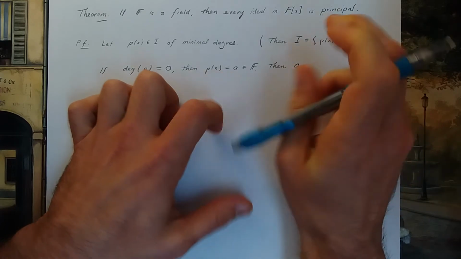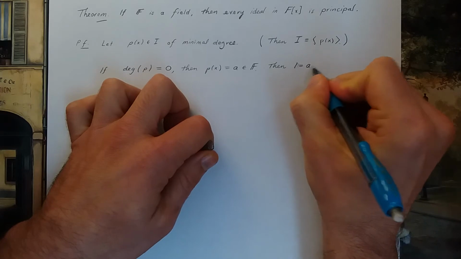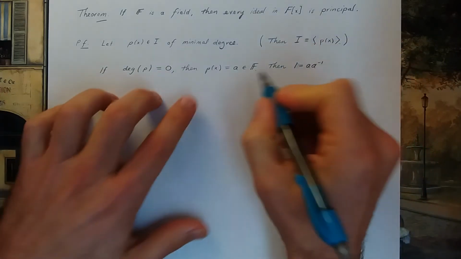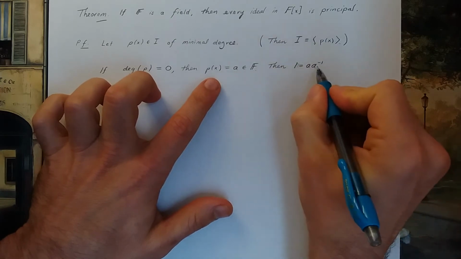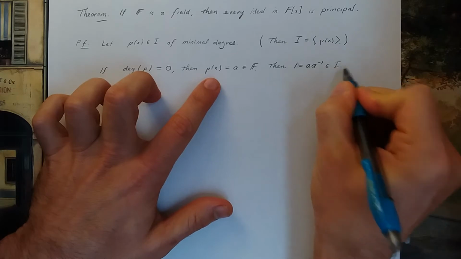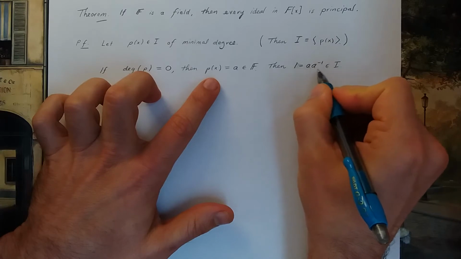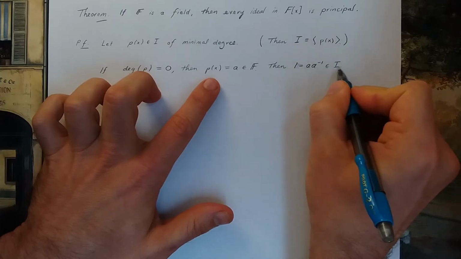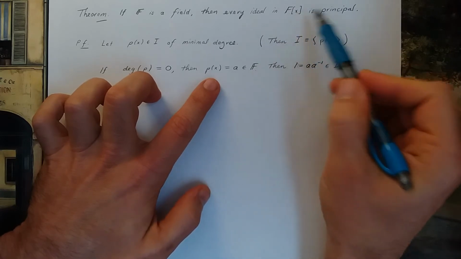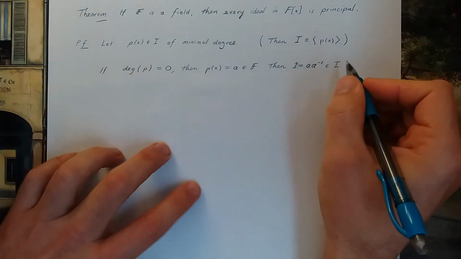So then I have 1 is equal to a inverse times a. a is in my ideal. Therefore, a inverse times a is also in the ideal. Part of the definition of ideal is if you take something in your ideal and multiply it by anything else in the whole ring, you get back in the ideal. So a inverse is in my field, so a inverse is in my ring of polynomials. This shows the number 1 is in my ideal.